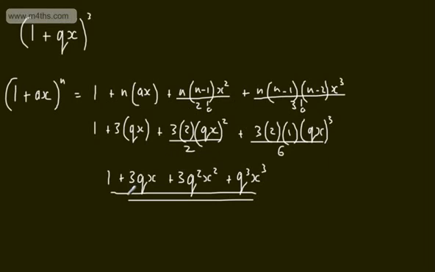Now of course you could have used the nCr method, or you could have used Pascal's triangle to do that. But that's now using the particular method of the binomial theorem.